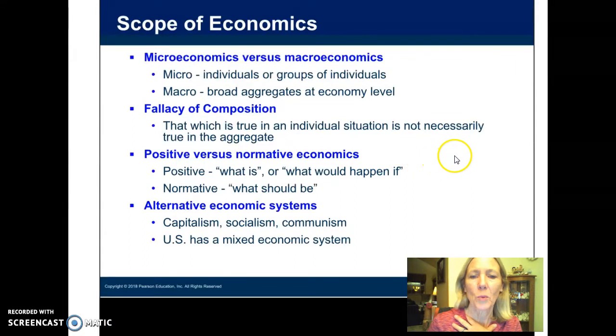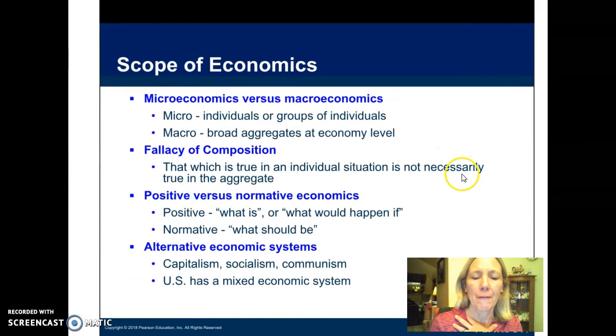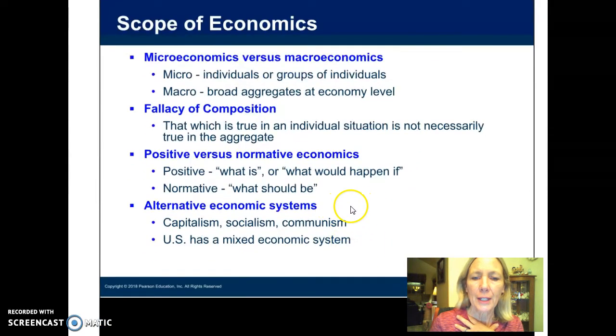Positive economics is what currently is, or what would happen if. And normative economics basically says this is what should happen. If we raise interest rates, then that should slow the economy down. That's normative economics.